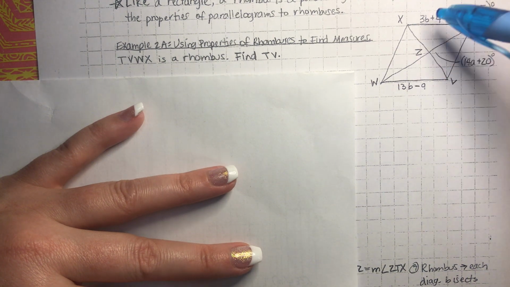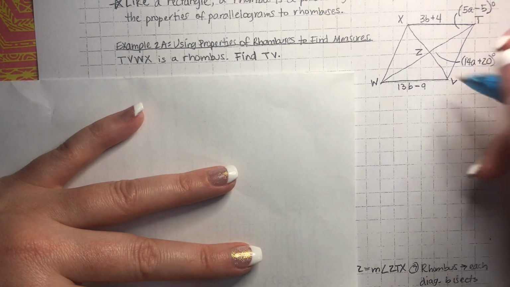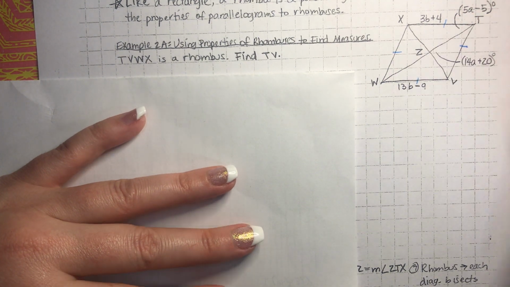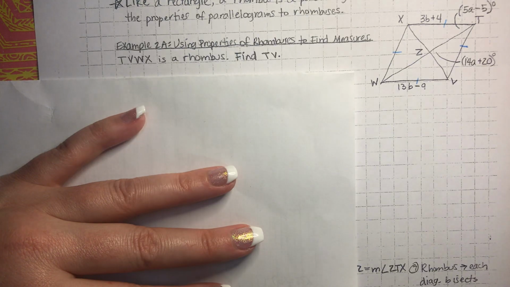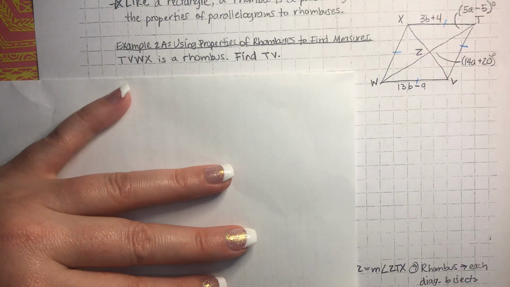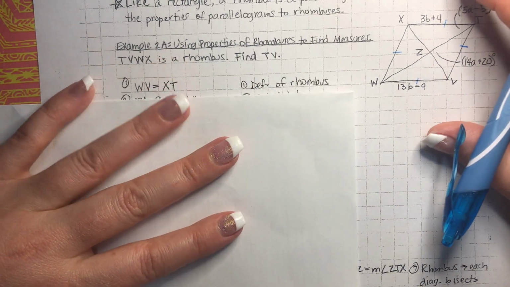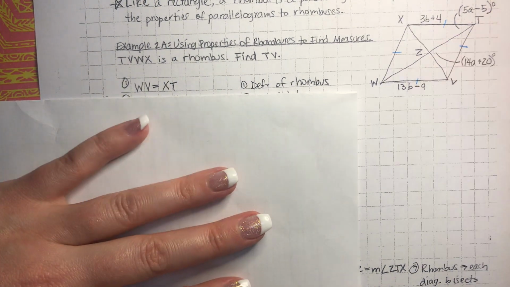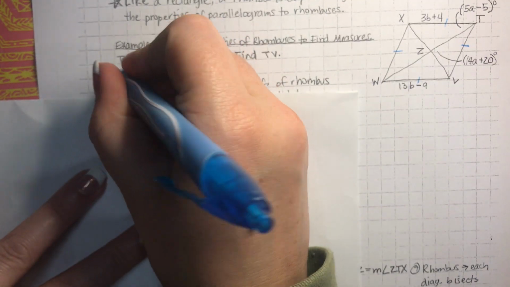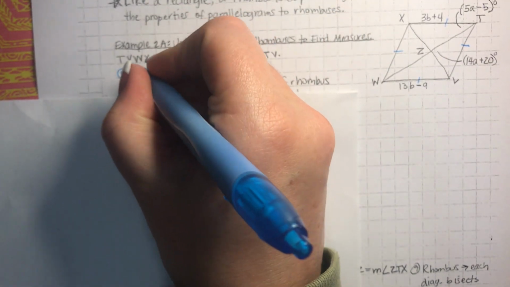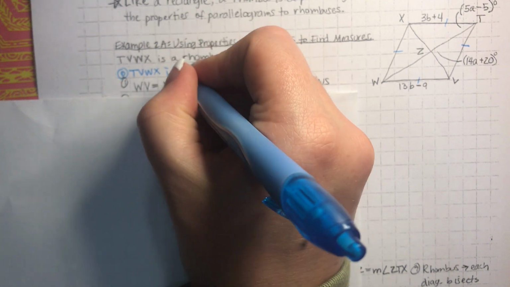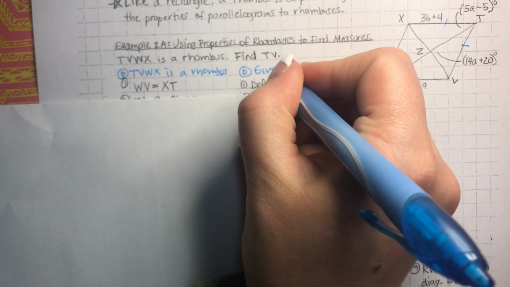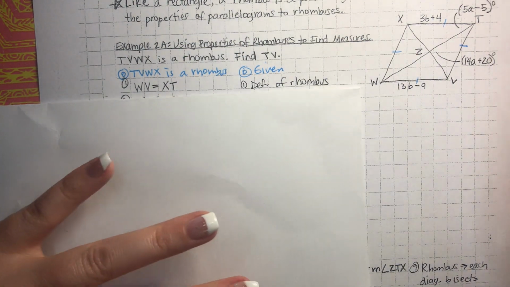Because since it's a rhombus, all the sides are congruent to each other by the definition of a rhombus. And it says it's a rhombus. So yeah, okay, I really think that's the direction we're going to go. Let's see what we do. I'm going to say first, I'm going to give it a 0, and we need to just establish that it's a rhombus. So TVWX is a rhombus. And that's just given.